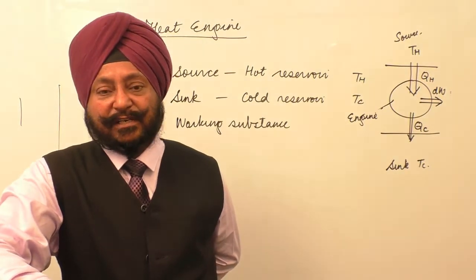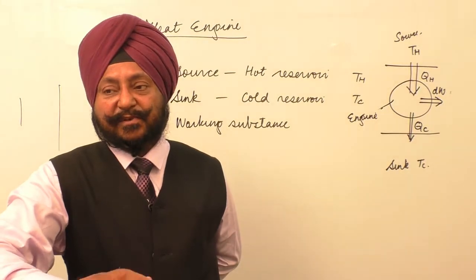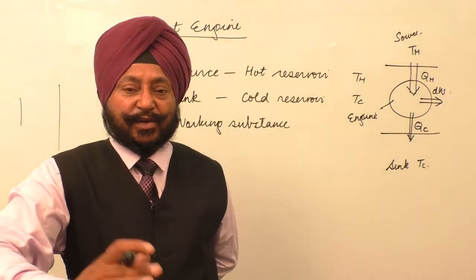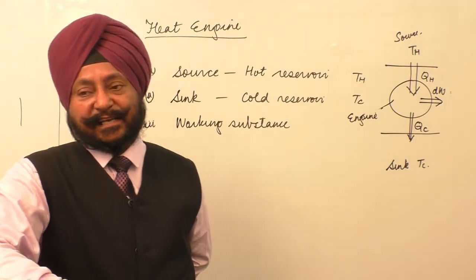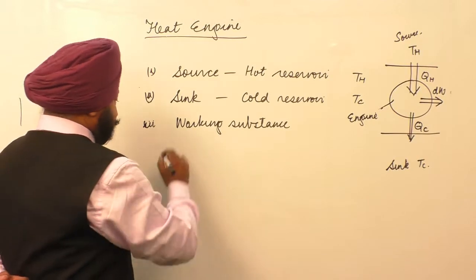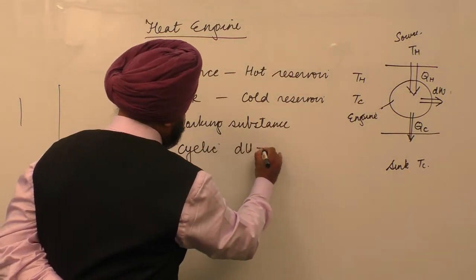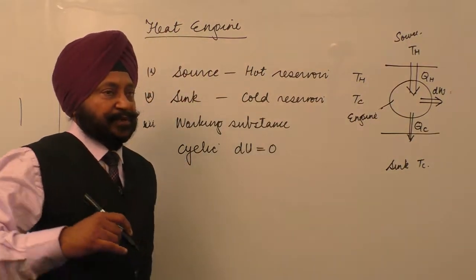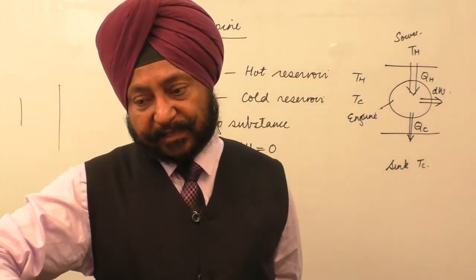A small amount of that will be converted into mechanical work, and the remaining QC will be thrown into the sink at a temperature TC. So this is how it works, and time and again the working substance will go to the hot reservoir, do work, throw the heat to the sink, and go again. So this is basically a cyclic process. In a cyclic process, the value of dU is always 0, because when you start from a point and come back to the same point, the value of temperature will be the same.